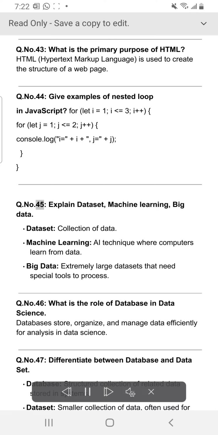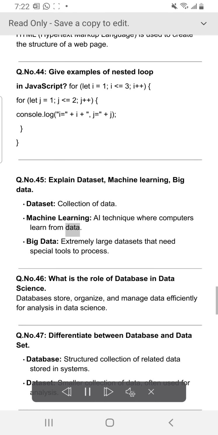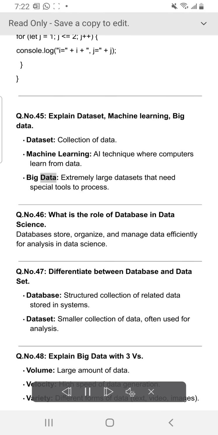Q. Number 45. Explain dataset, machine learning, big data. Dataset: collection of data. Machine learning: AI technique where computers learn from data. Big data: extremely large datasets that need special tools to process.